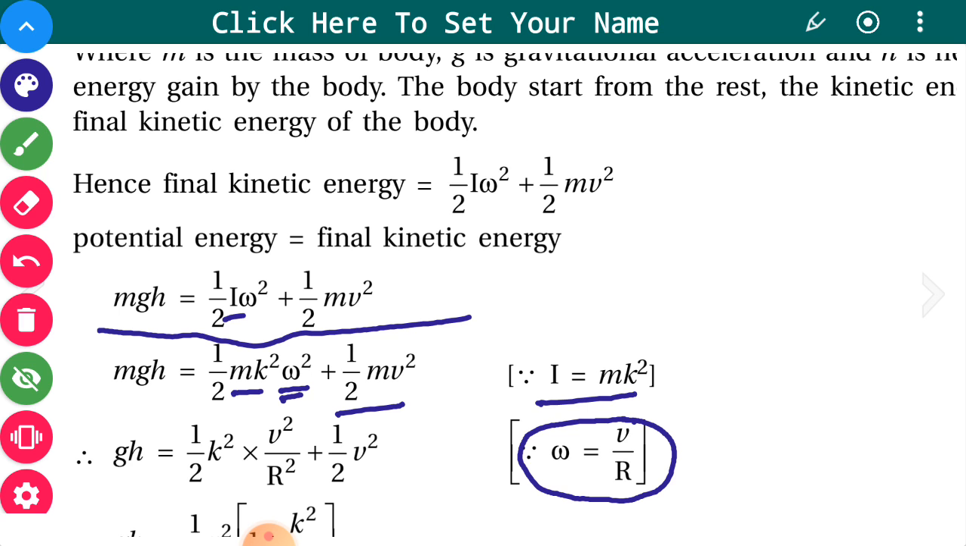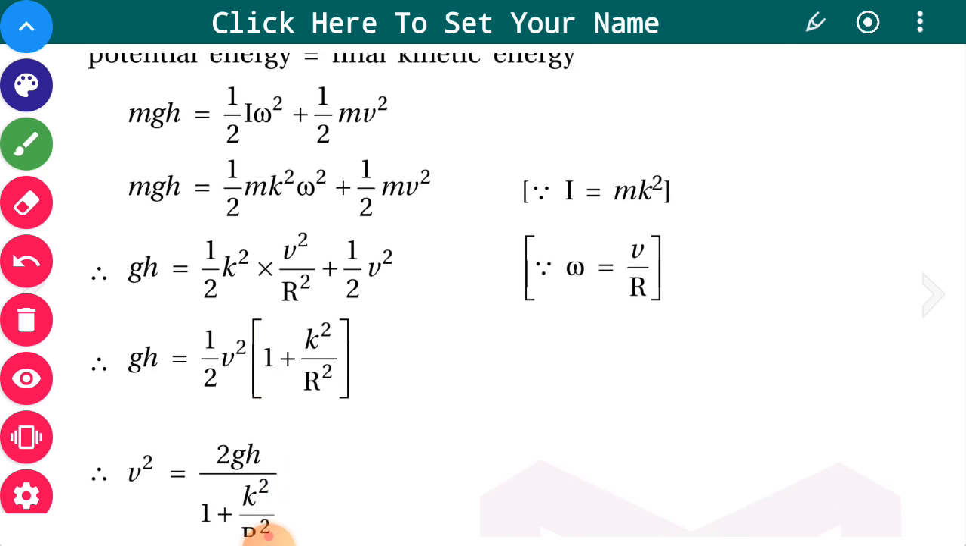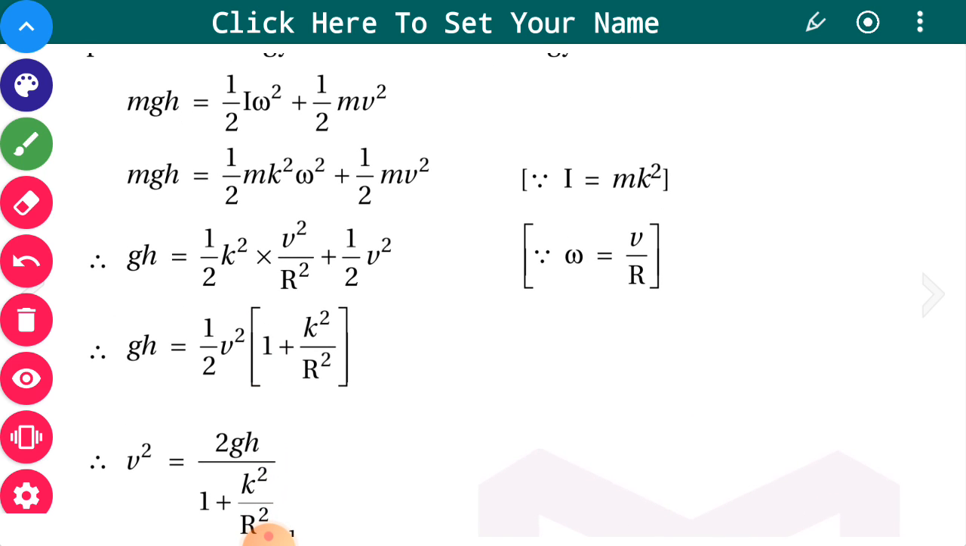Okay, k square is there. So m will be cancelled out, you can see very easily. Here m is cancelled out. And here instead of omega it is v upon r, so v square upon r square. So 1 half k square v square upon r square plus 1 half v square remains. Now 1 half v square is taken common. So in the bracket, 1 plus k square upon r square remains.